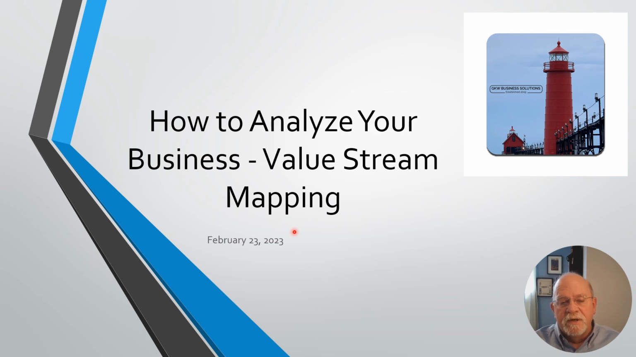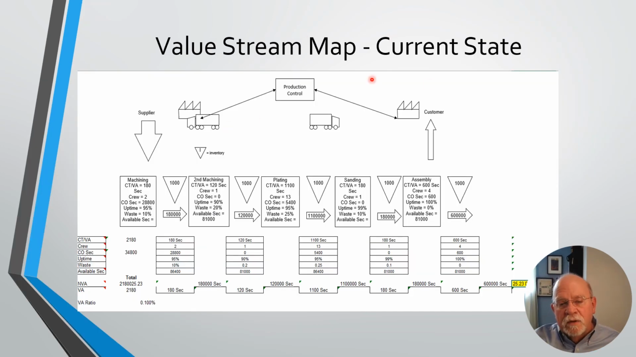I'd like to spend a few minutes talking with you about how to analyze your business using the Lean tool Value Stream Mapping. A Value Stream Map is a tool used within the Lean industry to help businesses understand the potential options within the process for improvements. We use this virtually in all assignments that we have with clients.